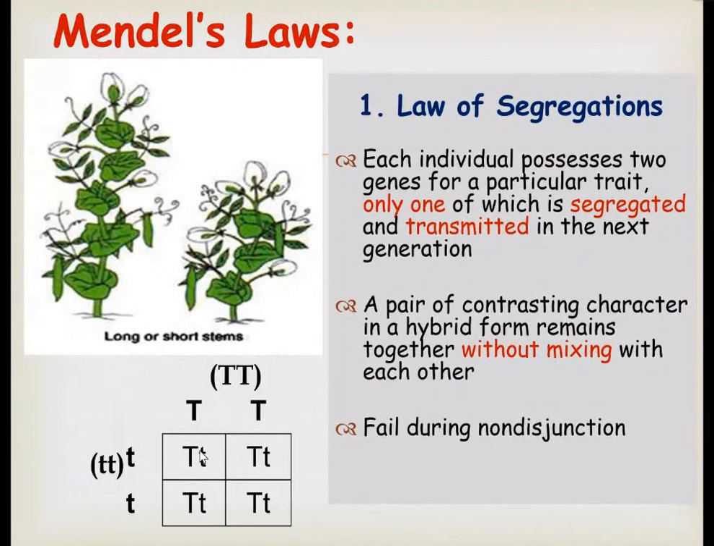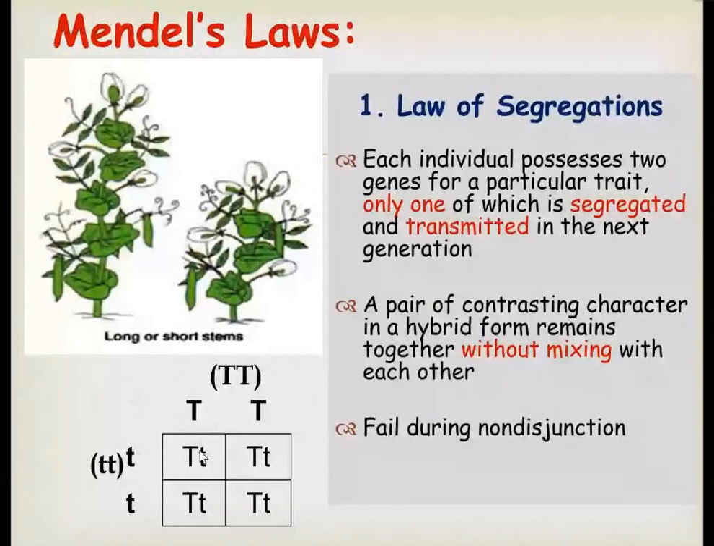In which case can the law of segregation fail? This will fail during non-disjunction. I'll tell you later on what non-disjunction means. So it may fail during non-disjunction. That may increase the chromosome number, and we have chromosomal abnormality. That is a separate, different case.